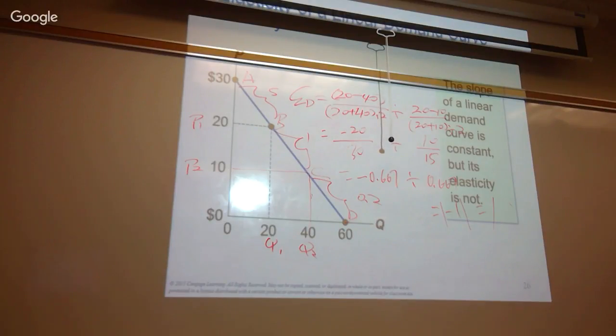So anything we buy, when it's cheap, we don't care about the price change. It's very, very inelastic. When it's more expensive, we do care about the price change, so it becomes more elastic.